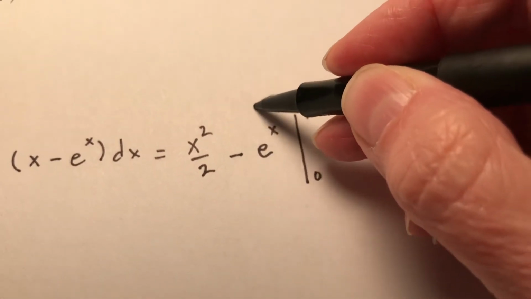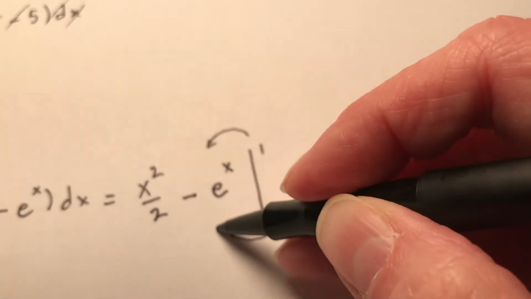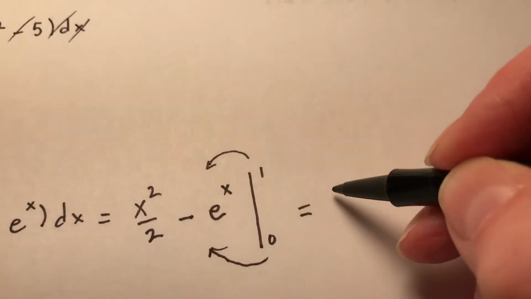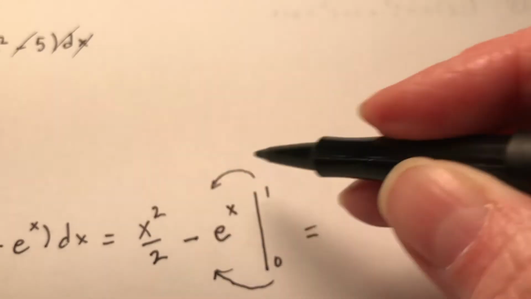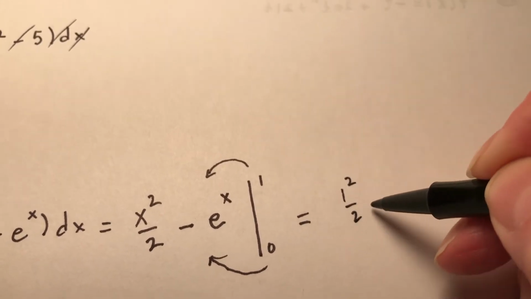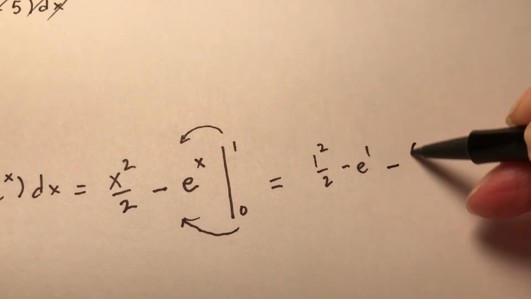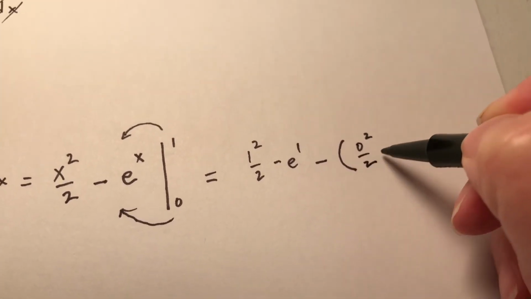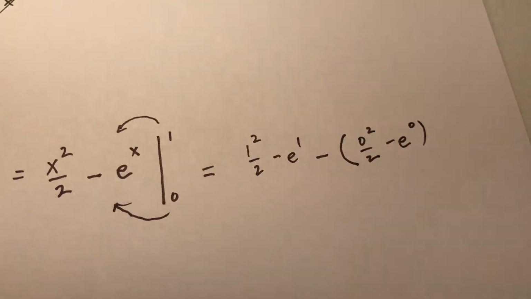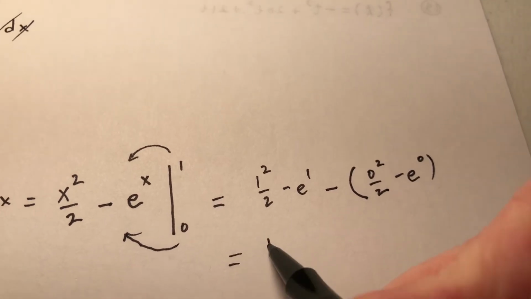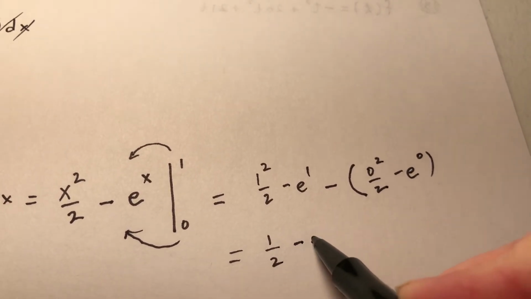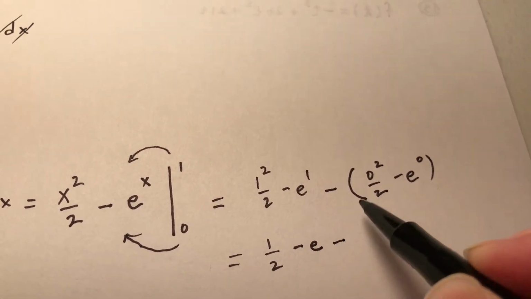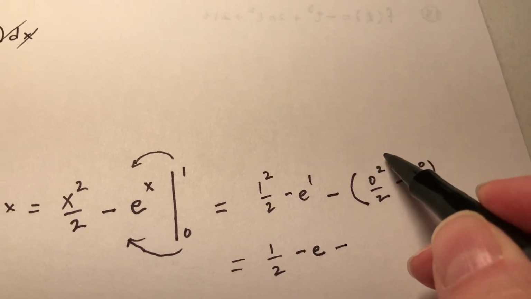And you substitute in the 1. And then you subtract substituting in the 0. So if I put 1 in here, you get 1 squared over 2 minus e to the 1 minus, and now I plug 0 in there. 0 squared over 2 minus e to the 0. And that's 1/2 minus e minus, let's see, that's 0, right?